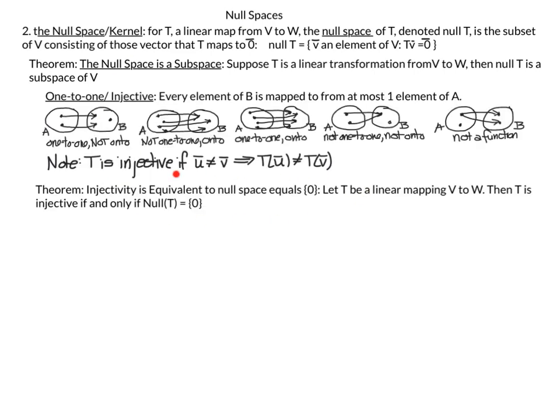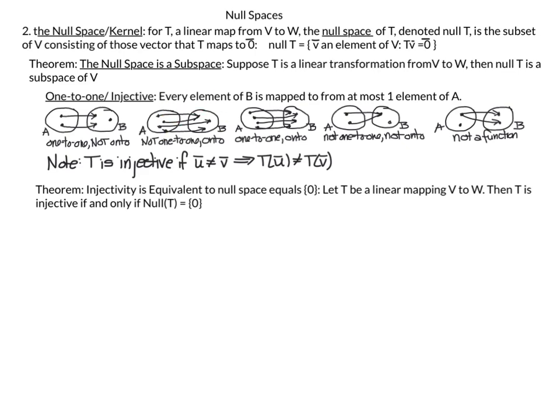Next, I copied a bunch of notes so we could talk about this theorem. First, the definition of the null space is here. So the null space is a subset of V consisting of those vectors that T maps to 0. We have the theorem we just proved: the null space is a subspace. We have our definition of a one-to-one function, where every element of B is mapped to from at most one element of A. So it's okay that nothing maps to it, but it has at most one element mapped to it. Unlike here, where it has two elements mapped to it, so it's not one-to-one.